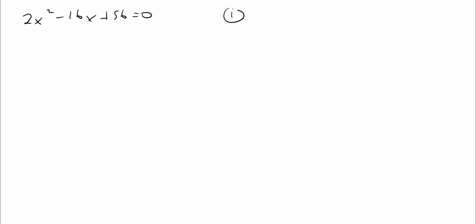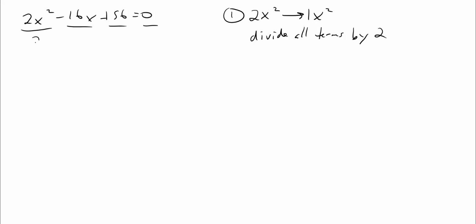Okay, so the first step is the x squared has to have a coefficient of 1. So that 2x squared really needs to be just x squared. It's got to be like a 1 here. So what I'm going to do is I'm going to divide all terms by 2. Divide by 2, divide by 2, everything by 2. So that's my first step. So I get x squared minus 8x plus 28 equals 0.